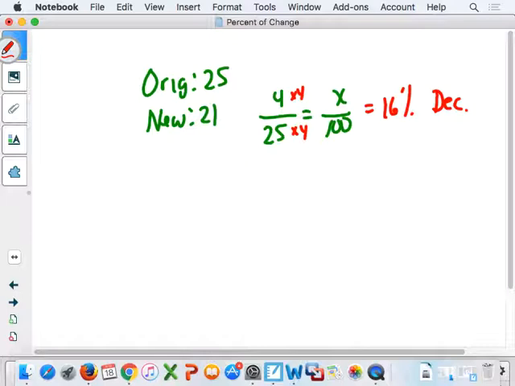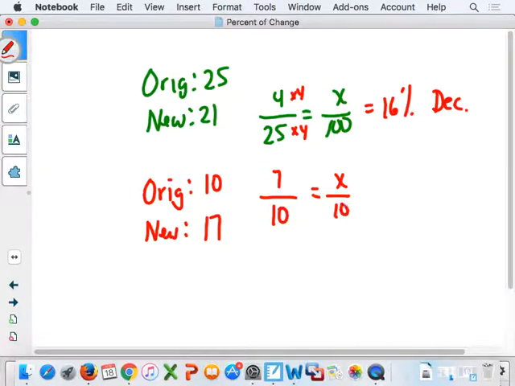And I want to show you another example of a shortcut. Let's say you had an original of 10 and your new number was 17. All right, so your original number was 10, your new number is 17. So the difference is 7. Your original is 10, and you're setting it equal to x over 100. So now you could always do the cross products, but if you notice, there's a relationship here. Times 10, times 10. 7 times 10 is 70, so this is a 70%, and it is an increase.